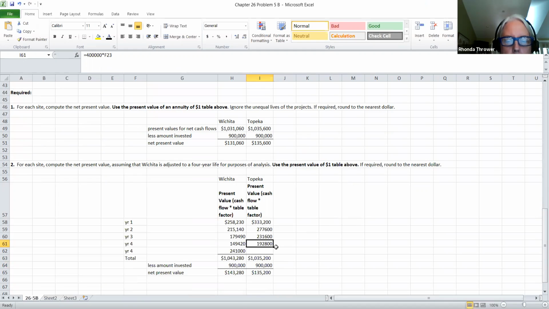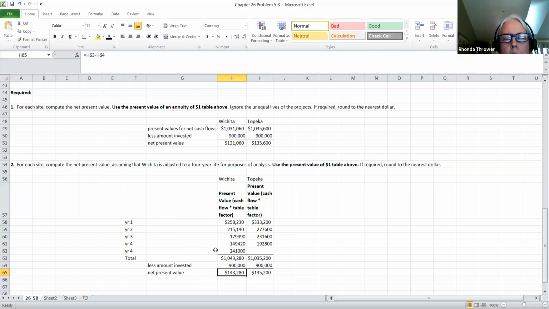Notice there was no residual value at the end of this year. These are the cash flows. You add up the present values for the cash flows. The total present value is $1,035,200. Then we're going to subtract out what it's going to cost us, and we have an amount in excess, or the net present value, of $135,200.